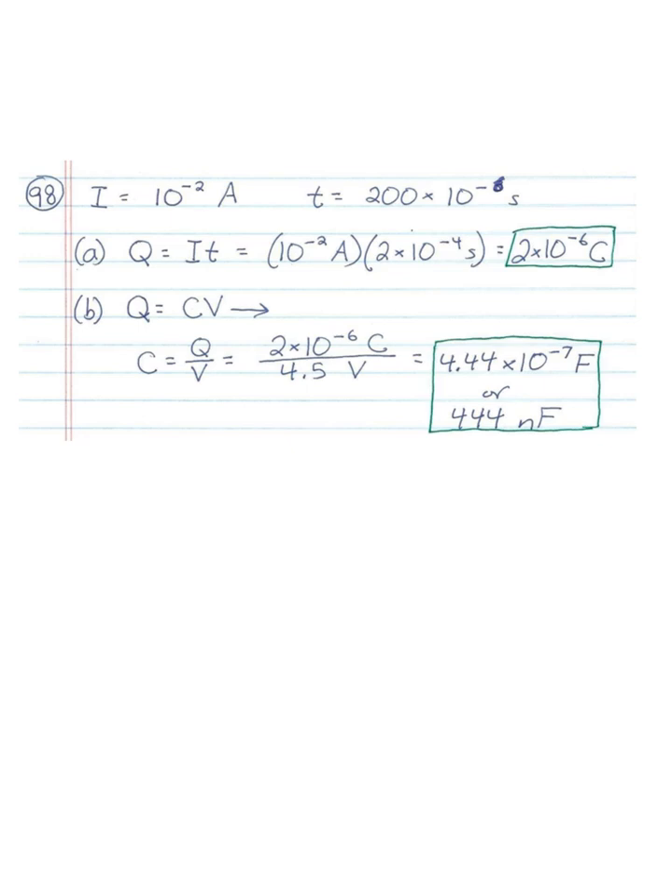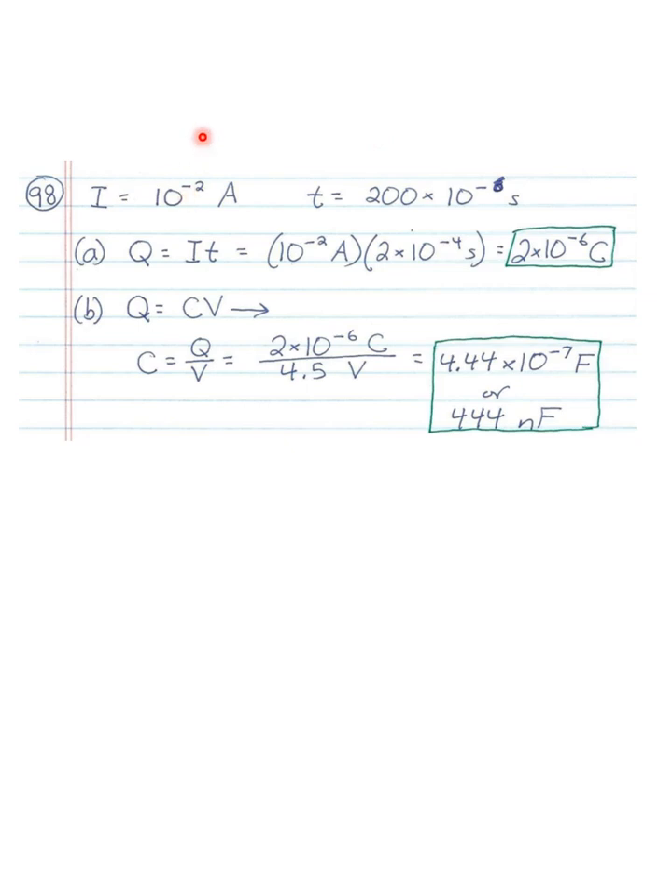Question number 98. A neuromuscular microstimulator, a device designed to be implanted into paralyzed muscles or other tissues suffering from neuromuscular dysfunction. It supplies an electric current that stimulates the dysfunctional tissue. A particular device uses a capacitor built into a microchip. The capacitor can supply 10 milliamperes of current for 200 microseconds before it's fully discharged. Find the initial charge on the capacitor and the capacitance if it's initially charged to 4.5 volts.